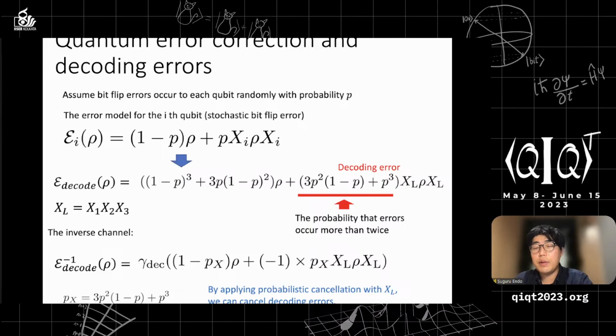So our proposal is to use probabilistic error cancellation in FTQC as well. If we have the information of the decoding error, we can construct the inverse operation of the logical decoding error, and we can rewrite this as this one, and apply the same recipe of quantum error mitigation, probabilistic error cancellation, to FTQC as well. That significantly reduces the requirement of the code distance.